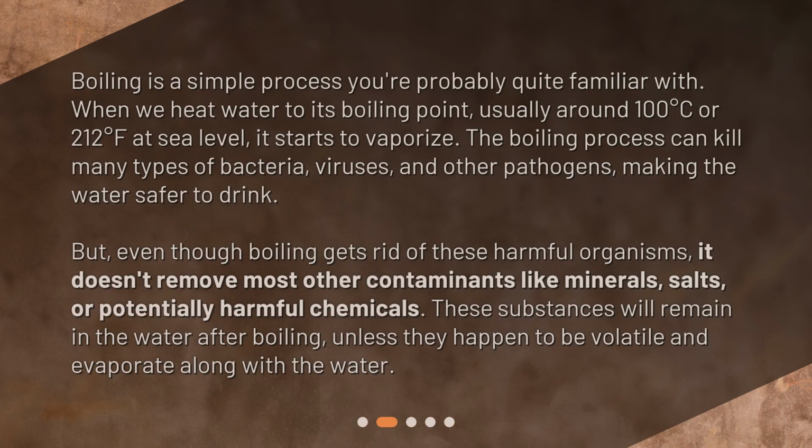Boiling is a simple process you're probably quite familiar with. When we heat water to its boiling point, usually around 100 degrees Celsius or 212 degrees Fahrenheit at sea level, it starts to vaporize. The boiling process can kill many types of bacteria, viruses, and other pathogens, making the water safer to drink. But, even though boiling gets rid of these harmful organisms, it doesn't remove most other contaminants like minerals, salts, or potentially harmful chemicals. These substances will remain in the water after boiling, unless they happen to be volatile and evaporate along with the water.